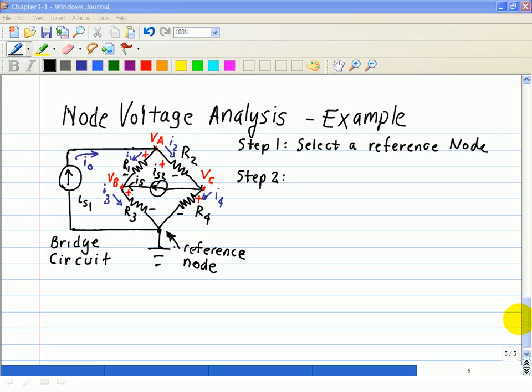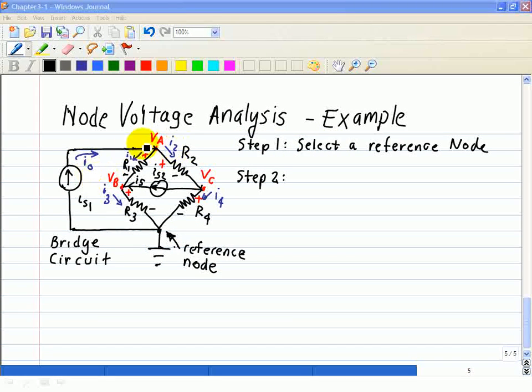Now let's do an example illustrating the basic 4 steps of node voltage analysis. Well, the first step is to select a reference node, which I did here. I selected the reference node, and we note that the reference node is 0 volts. I also labeled node voltages A, B, and C.